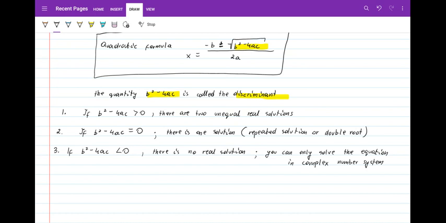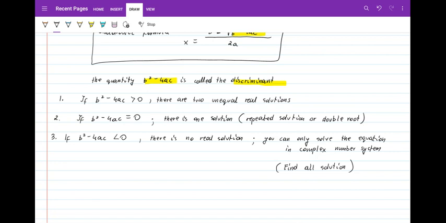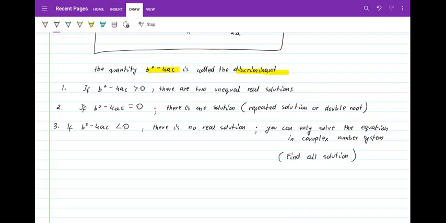So you will continue solving when the discriminant is negative only if they say in the problem, like, find all solutions. Then we'll use the imaginary unit i. So only if the problem says find all solutions. If the problem says find real solutions and your discriminant is negative, then you will just stop because there is no real solution. So next, I want to do a couple of examples of how to use the quadratic formula.